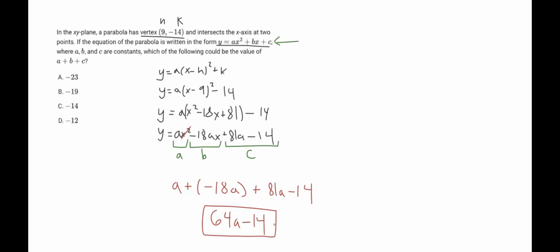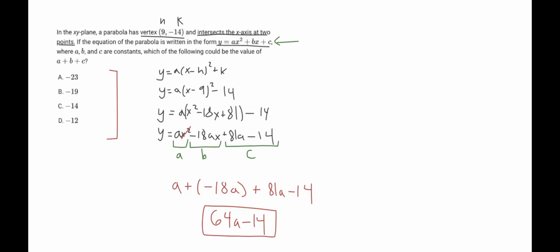All right. So now how do we determine what could be a possible value, right? Like how do we actually get our answer choices? Well, we actually have to go back into the question and look at what was given. So it says that it's a parabola with a vertex of (9, -14). It says it intersects the x-axis at 2 points.